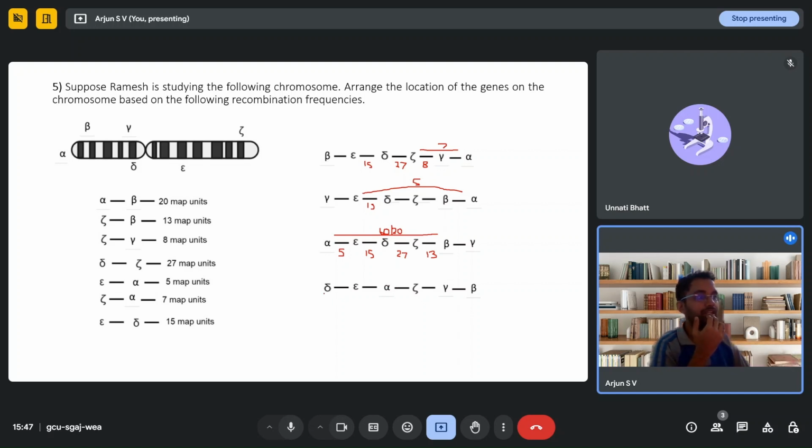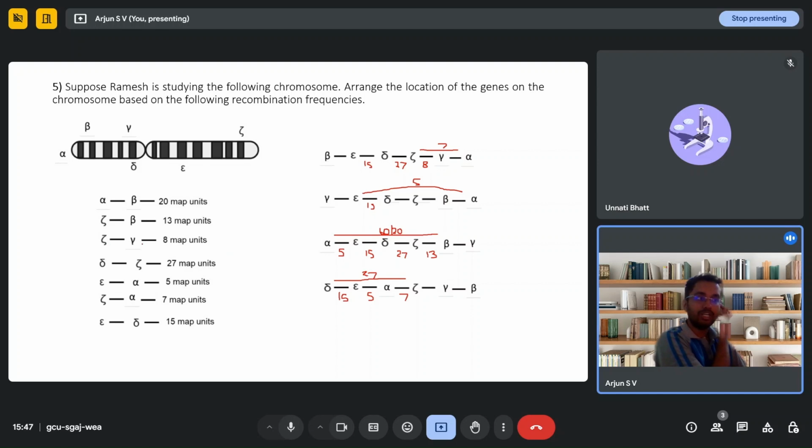So gamma to delta they given 15 map units, and they haven't given any other, this to this. So delta to omega is 27 map units. Yeah. Epsilon to alpha they are given 5 map units, and alpha to omega they are given 7 map units. So here it matches. So 15 plus 5 plus 7, which gives you 27, and already delta to omega gives you 27 map units.